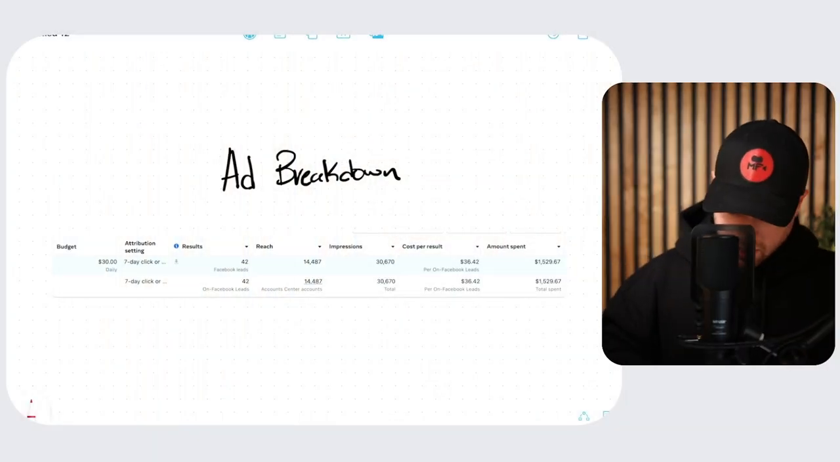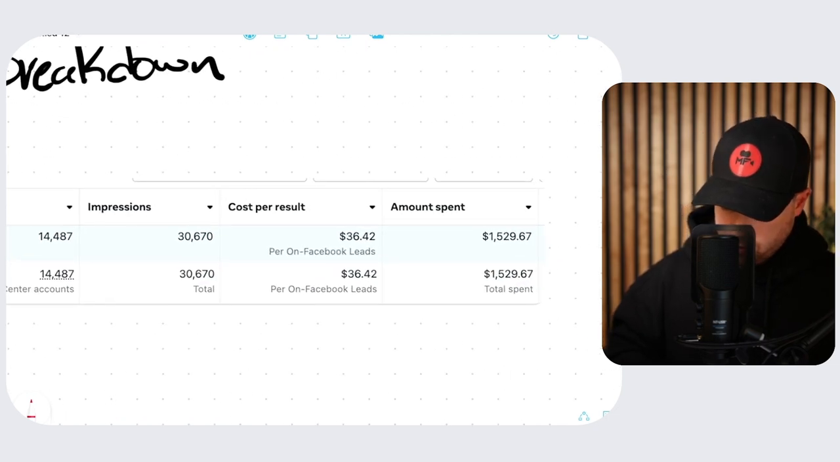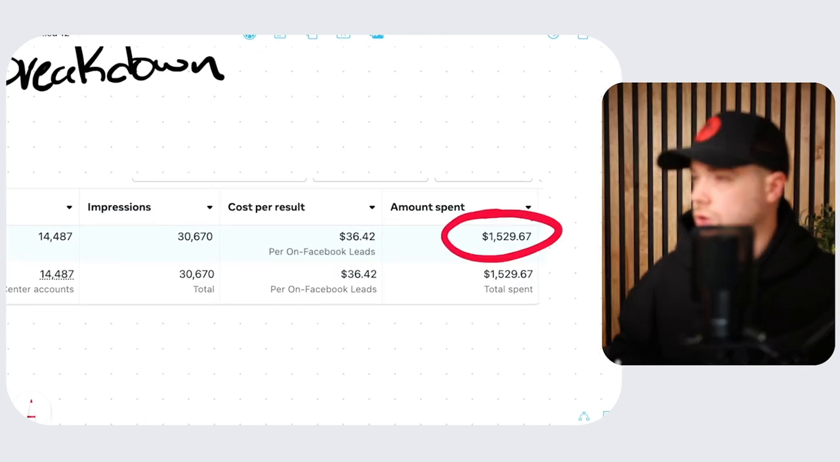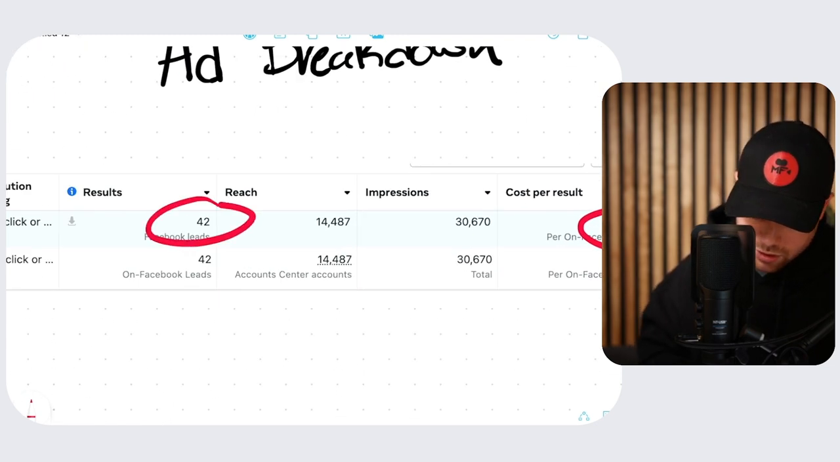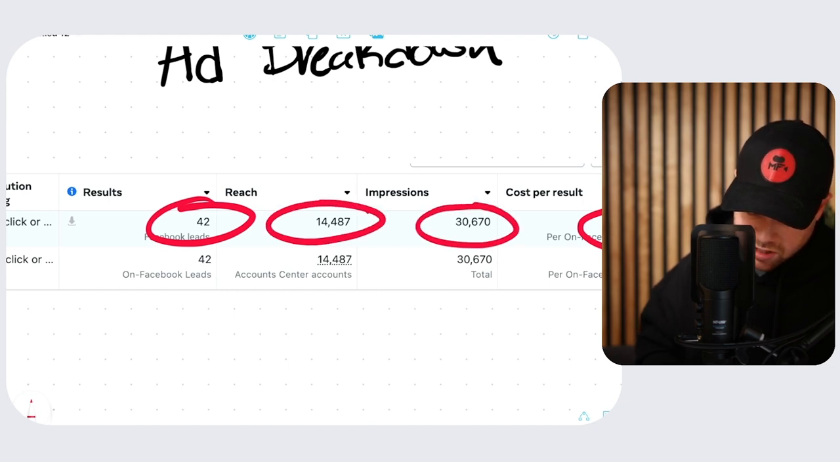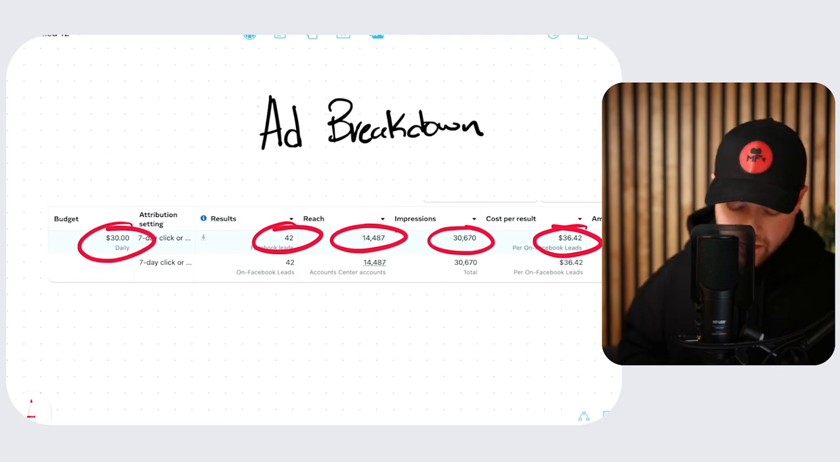Now, this is a breakdown of his actual ad breakdown. So you could see right here, let me pull this up. We spent $1,500 in ad spend. We got about a $36.42 cost per lead. We got about 42 leads. We had about 30,000 impressions, reached about 14,000 people, and then we were spending about $30 per day on ads.